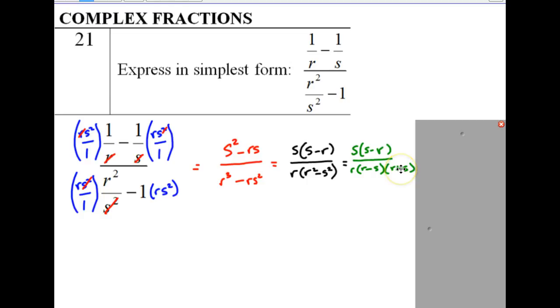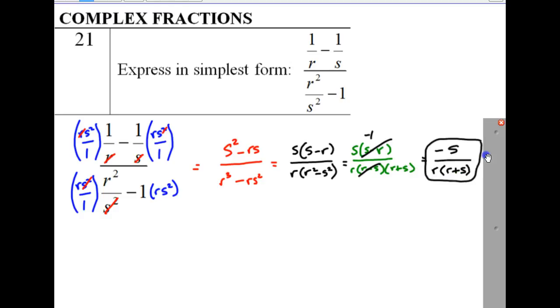At this point, I want you to recognize we have not the same factor here, they're opposite factors. We divide them out, but we don't get a 1. Instead, we get a negative 1. You can put the negative on top or bottom. I chose to put it on the top. Negative s over r times r plus s.